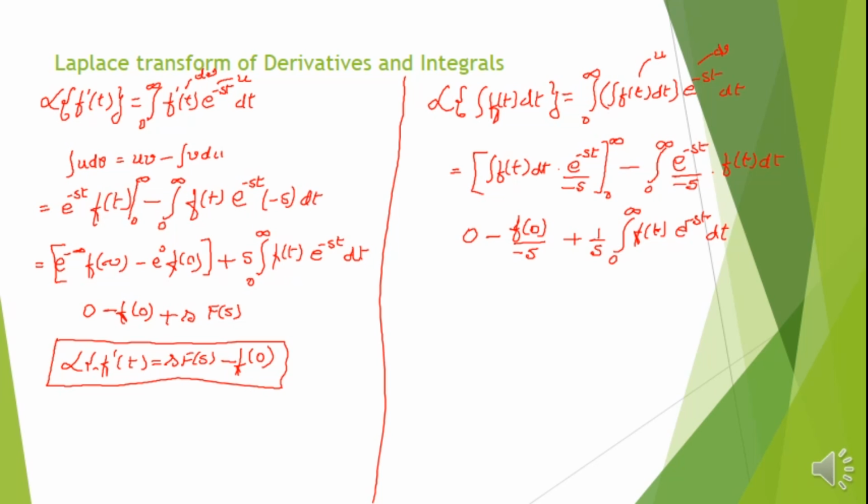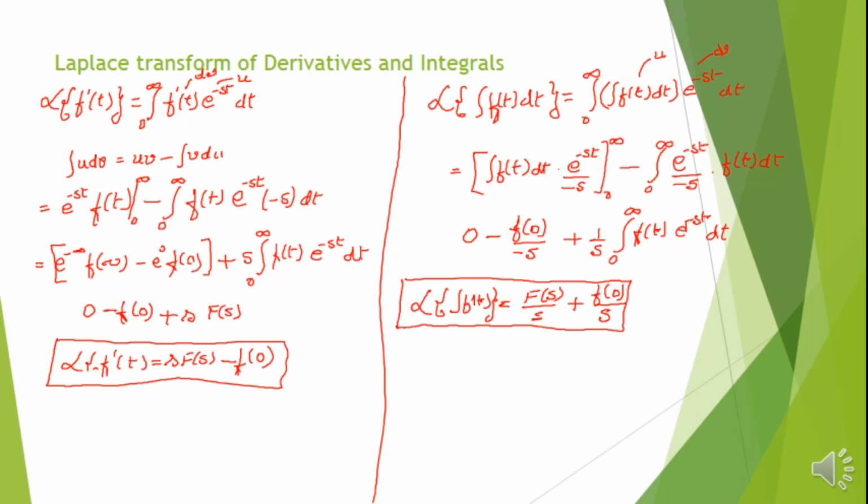Now this integration from 0 to infinity f of t e to the power minus st dt is F of s. So this is equal to F of s by s minus, minus into minus becomes plus, f of 0 by s. So Laplace transform of integral function equals F of s by s plus f of 0 by s.